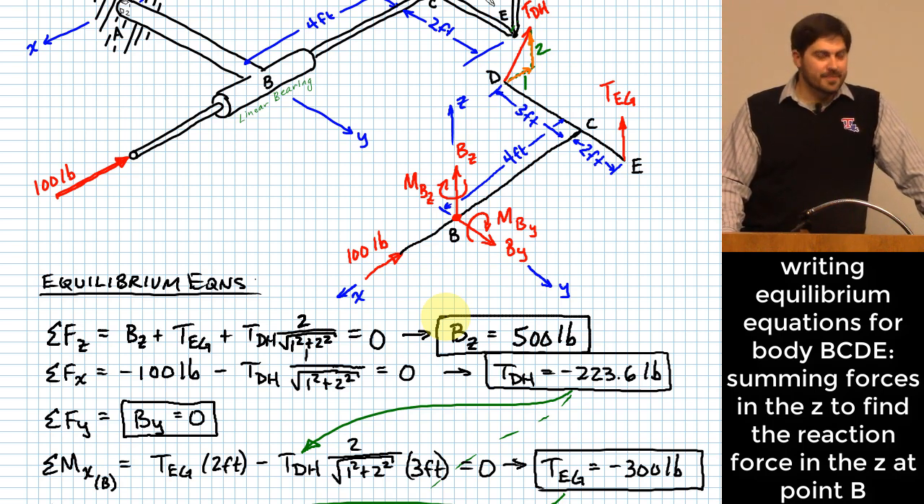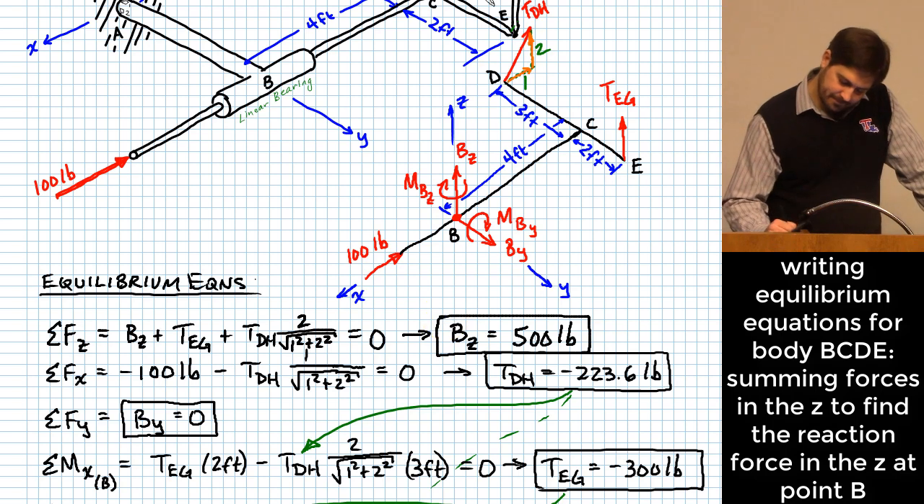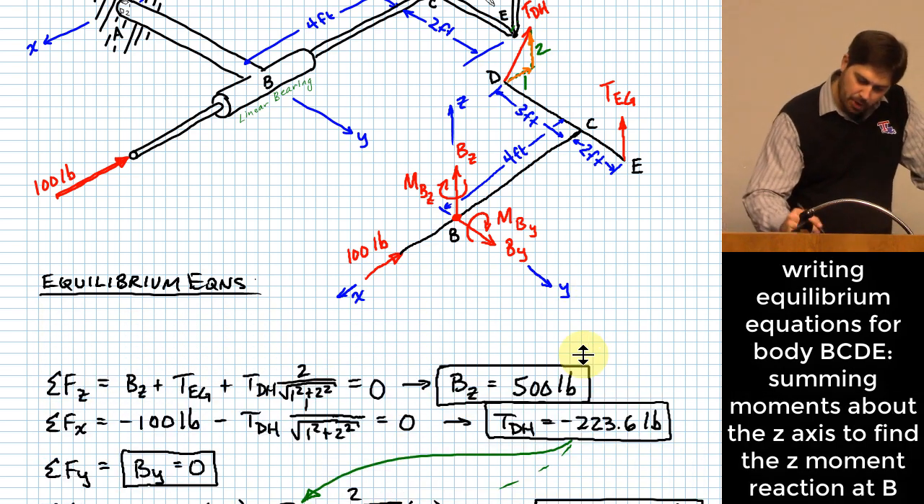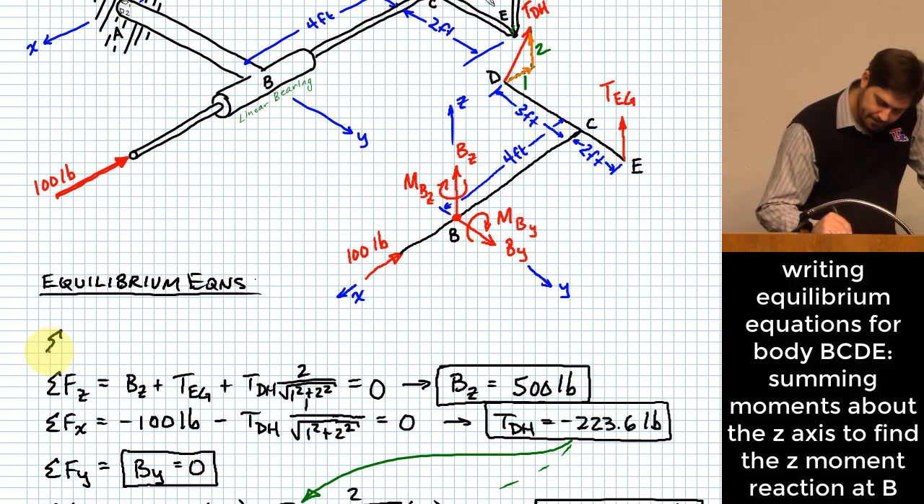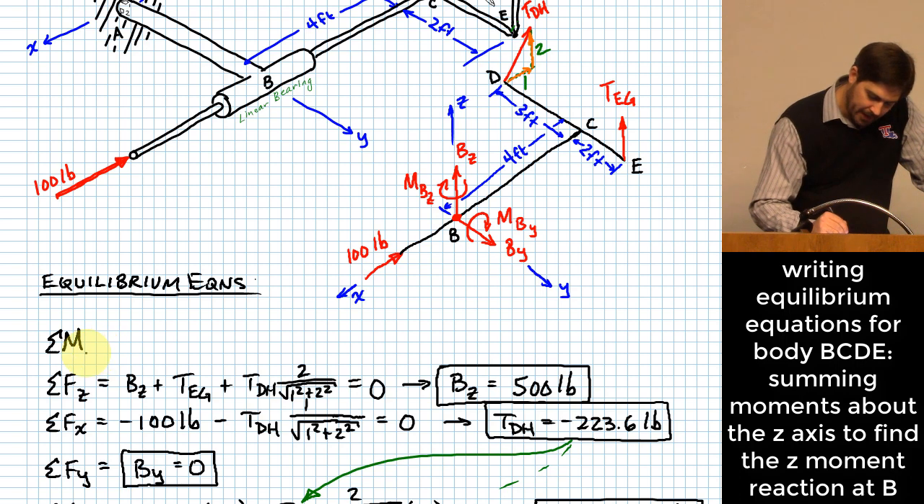All right. This is good so far. We've done 5 of our 6 possible equations that we can write here. What's next? Okay, summing moments around the Z. Okay, so summing moments around the Z for an axis passing through B.